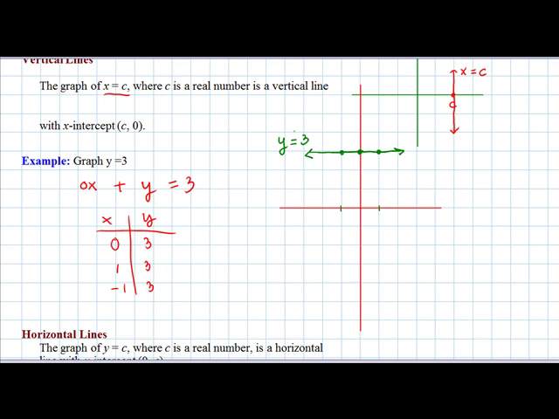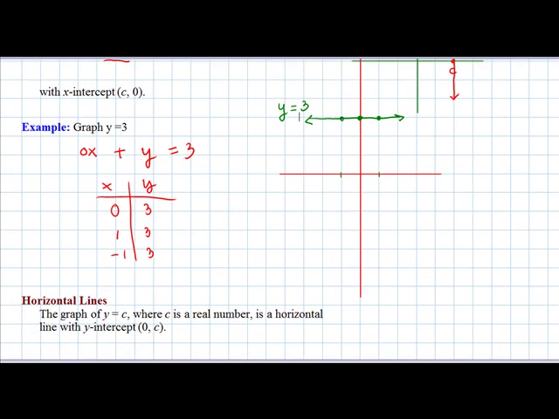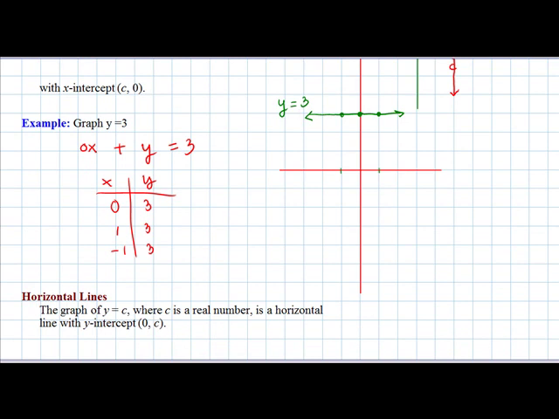Okay. So anytime you have an equation that's y equals some number, you have a horizontal line. So this is how we define the horizontal line. The horizontal line, the graph of y equals c, where c is any real number. And you see that in this case, this horizontal line has no x-intercept, but we do have a y-intercept, which is right here.